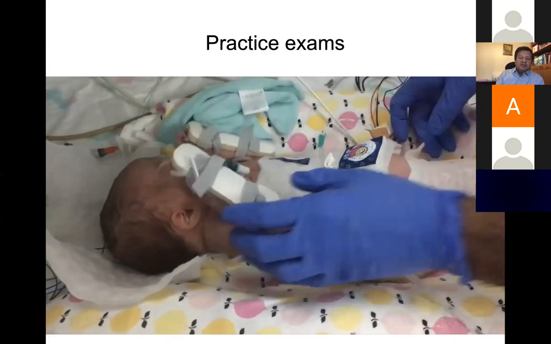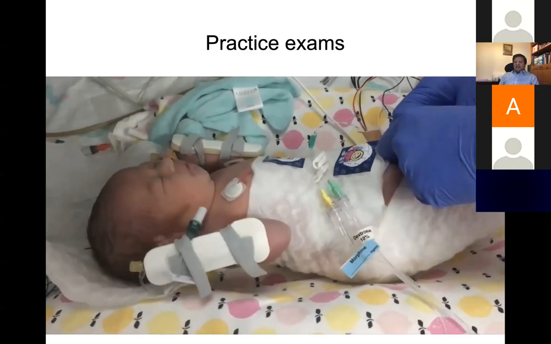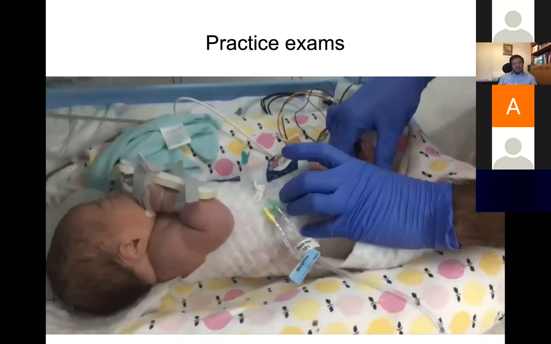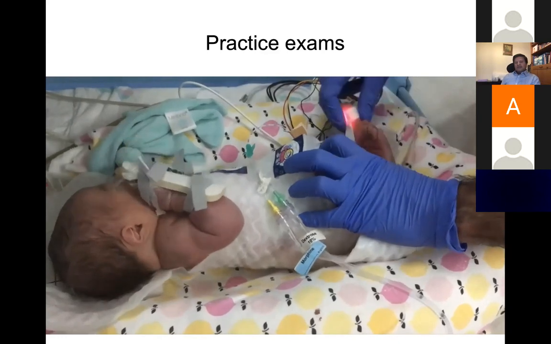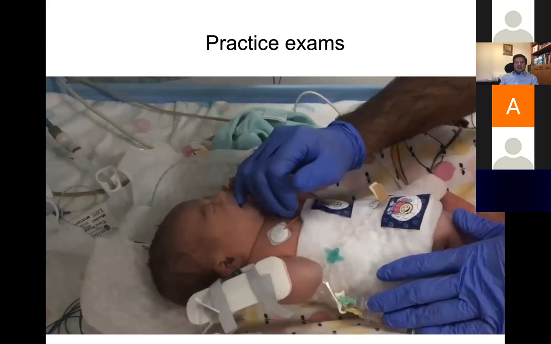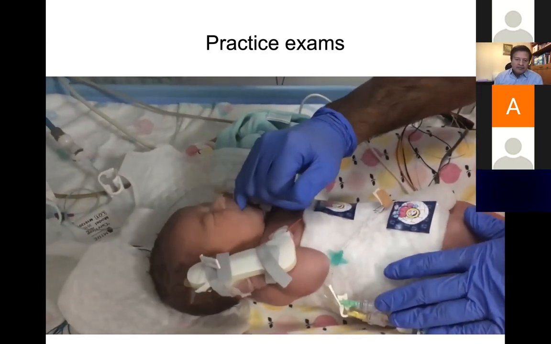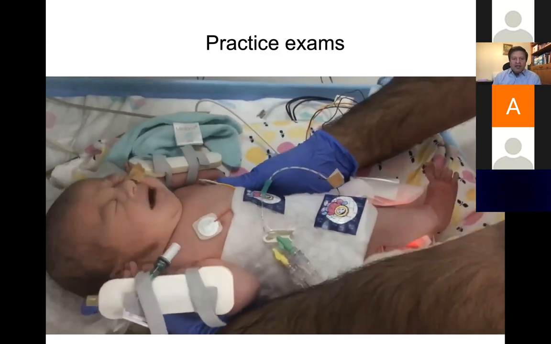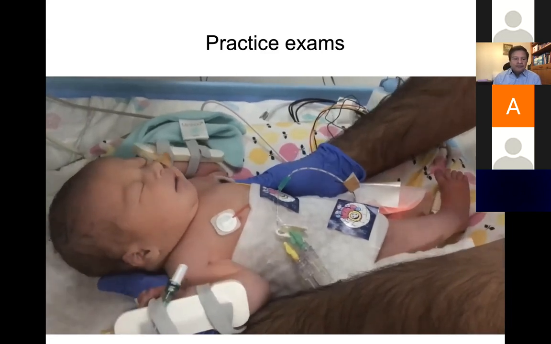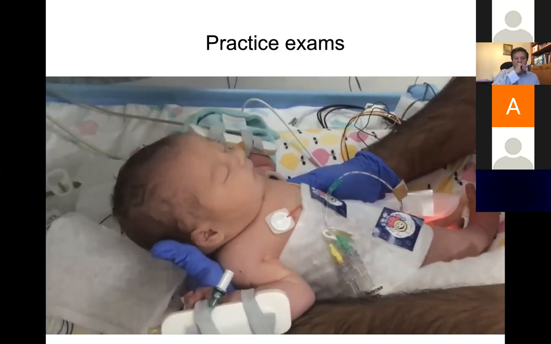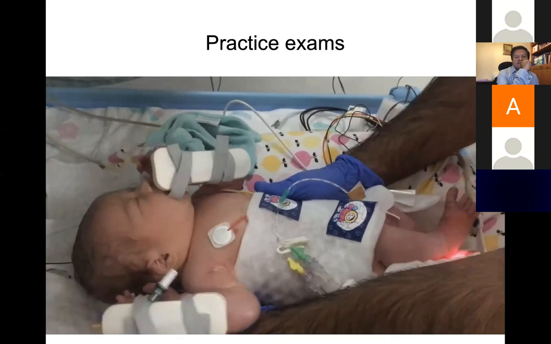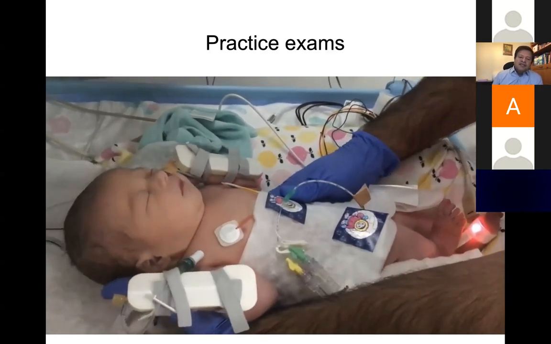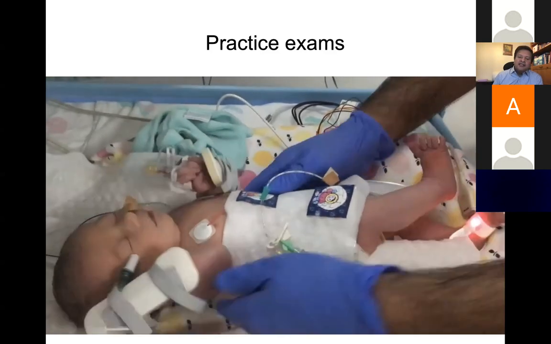So you're looking at the tone of the upper extremities and the lower extremities. The tone, of course, you cannot make out on video, but that was slightly increased, both in upper and lower extremities. Now look at the suck of this baby. And the Moro. Just look at the threshold that is needed to elicit the Moro.